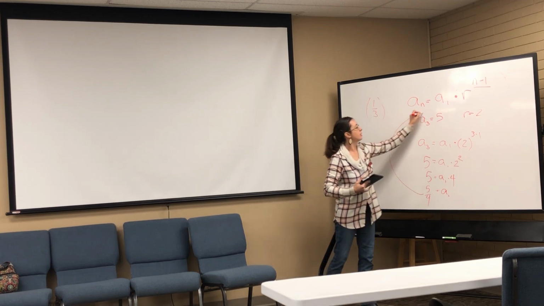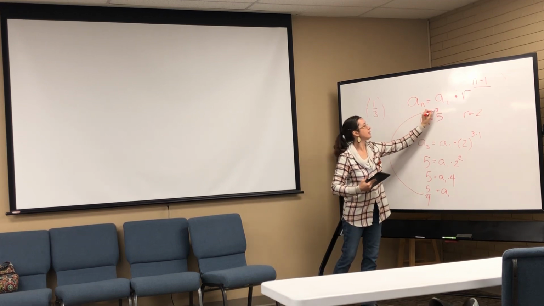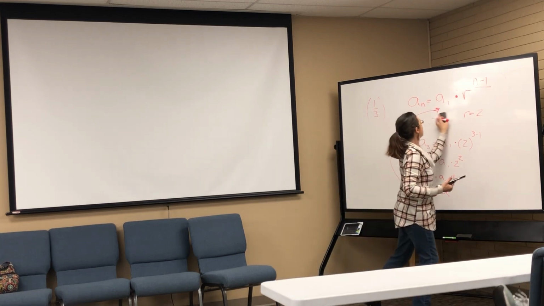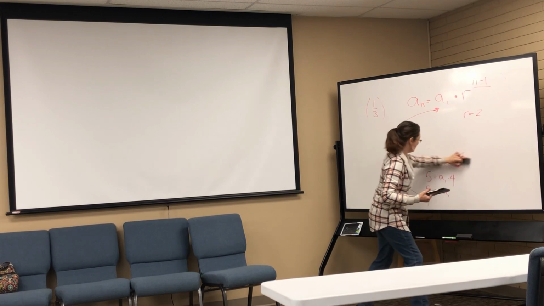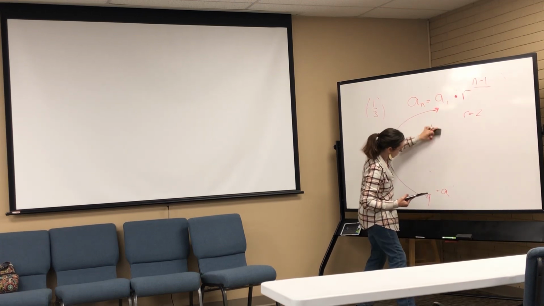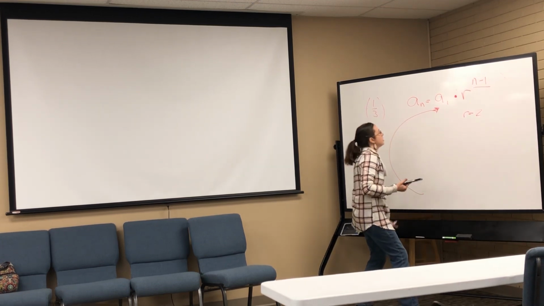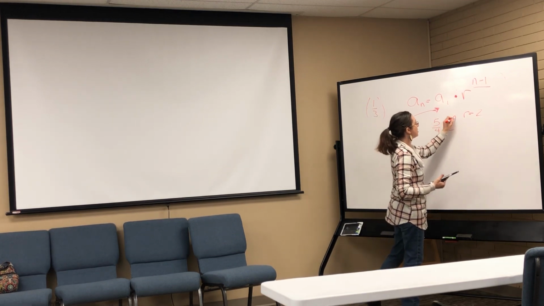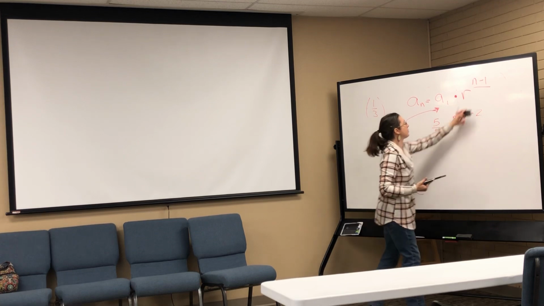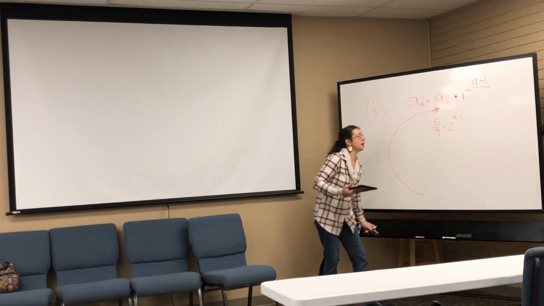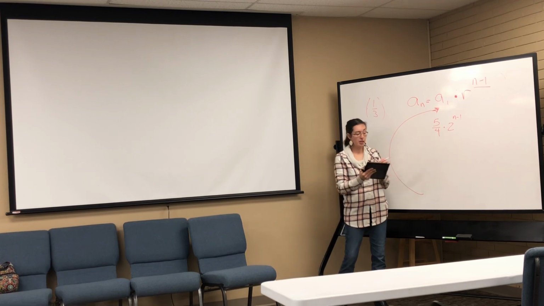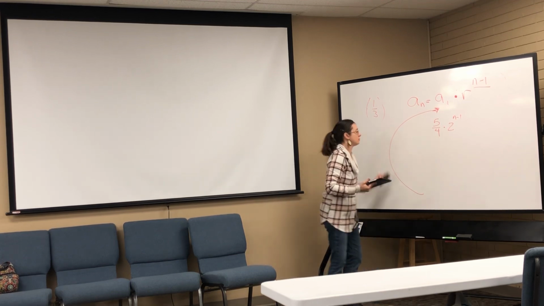Back up to plug in right there. So we re-erase, because all we wanted was that a sub 1. So now we have 5 over 4 times 2 to the n minus 1. So we were able to write our generic expression given any term and a common ratio.